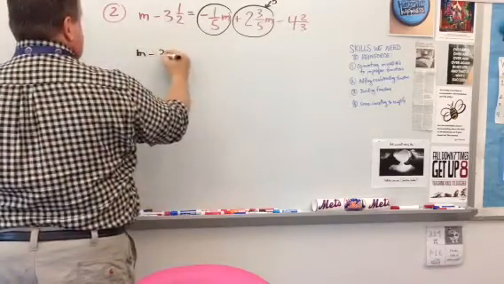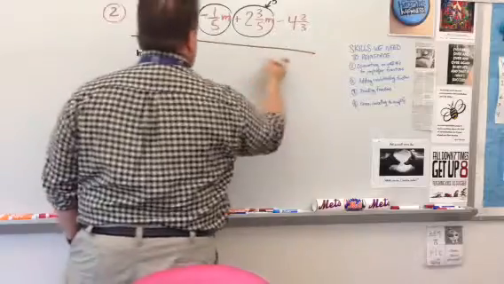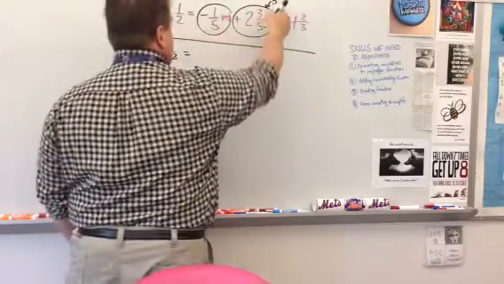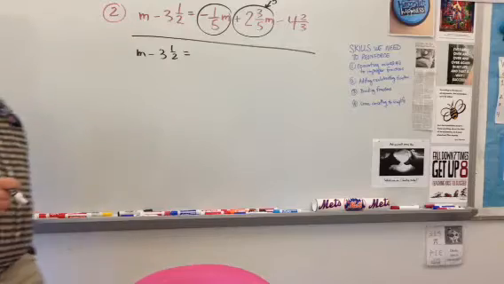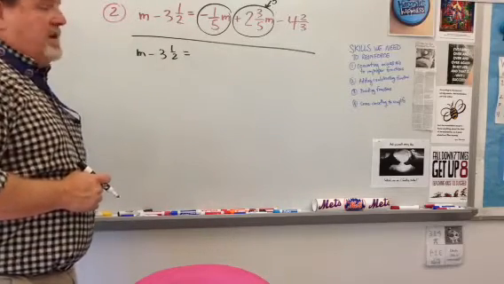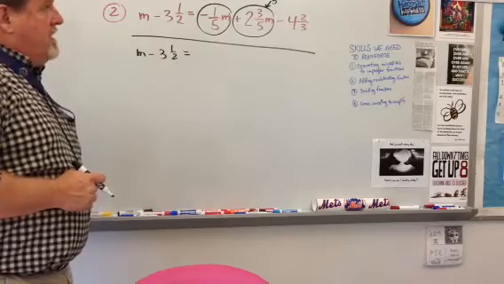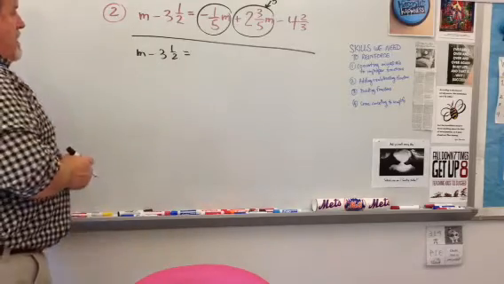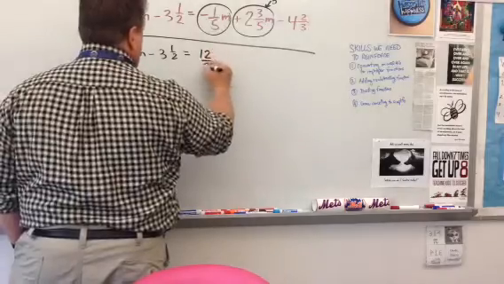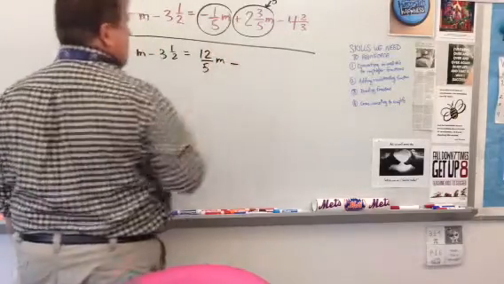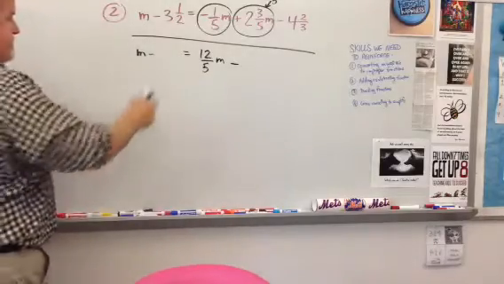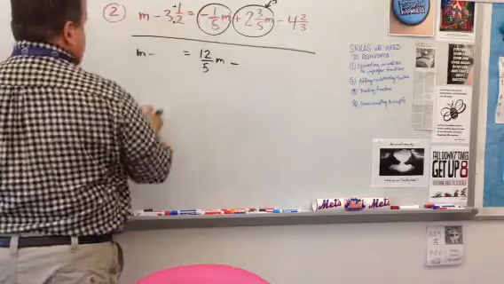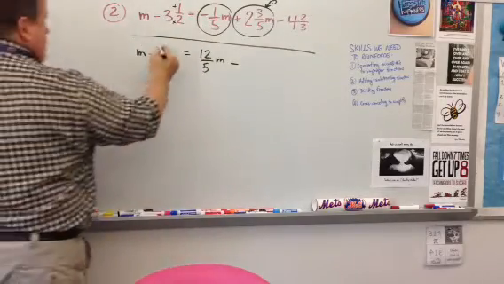So we're going to have m minus 3.5 equals, we have negative 1/5 plus 13/5. What do you think? Kyriakos? Negative 1/5 plus 13/5 would be 12/5. 12/5 m minus, and let's change 4 2/3. In fact, let's change all of our mixed numbers into improper fractions. We have 2 times 3 plus 1 is what? 7 halves. So we have 7 halves.